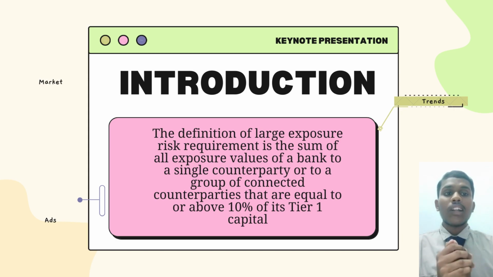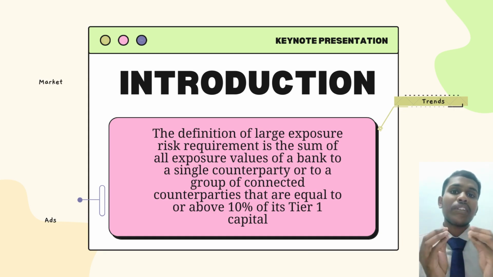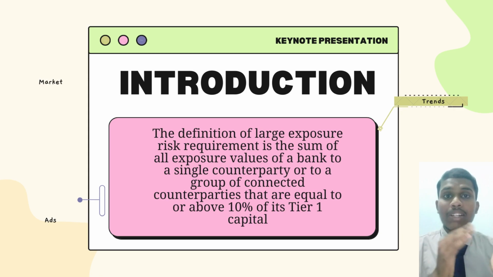So the definition of the large exposure risk requirement is the sum of all exposure values of a bank to a single counterparty or to a group of connected counterparties that are equal to or above 10% of its Tier 1 capital. So this is the definition of the large exposure risk requirement.